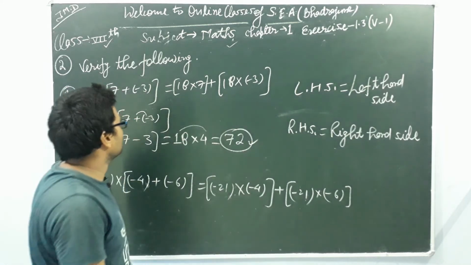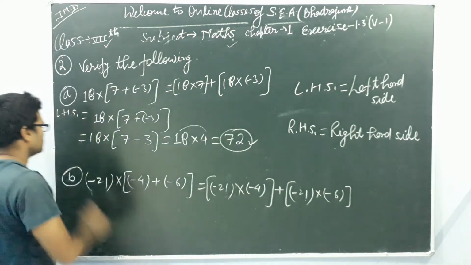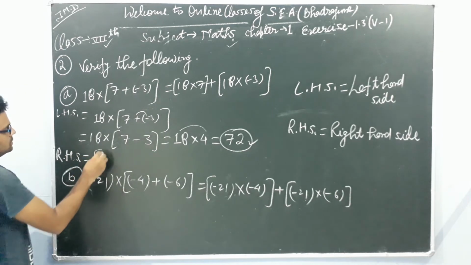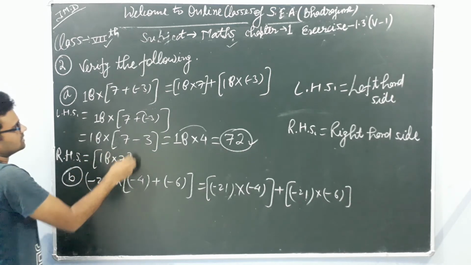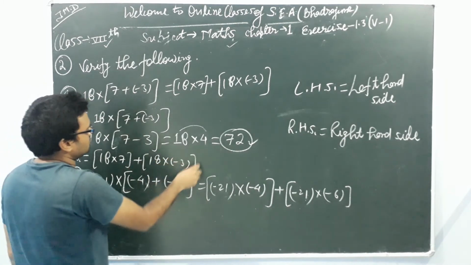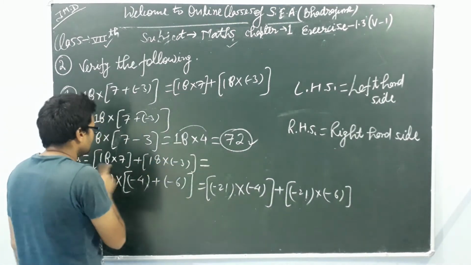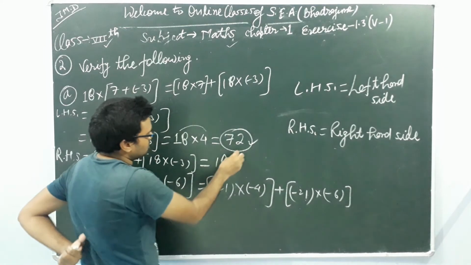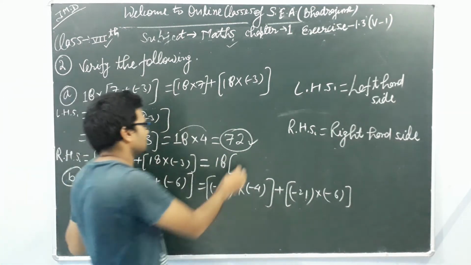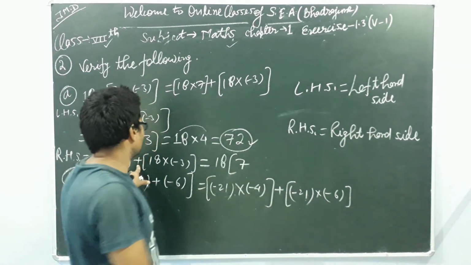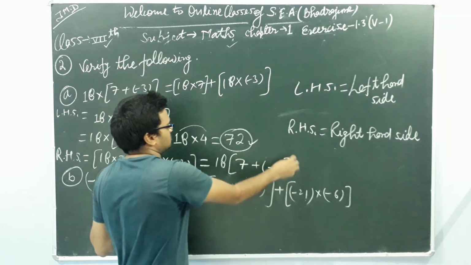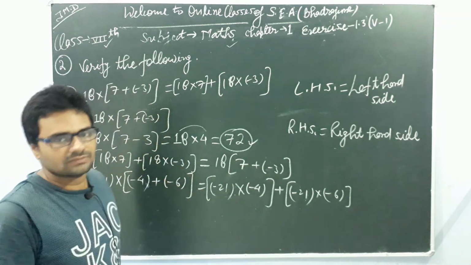Okay, this is 72. Now I am going to take our RHS. Our RHS is 18 multiplied with 7 plus 18 multiplied with minus 3. We will take 18 as common, and then it will be much easier. If we take 18 as common, we are left with a 7. After that this plus sign comes, and after that this bracket comes, and inside the bracket there is minus 3.